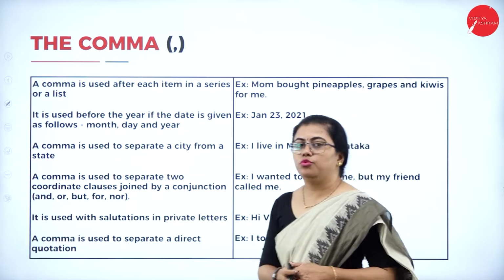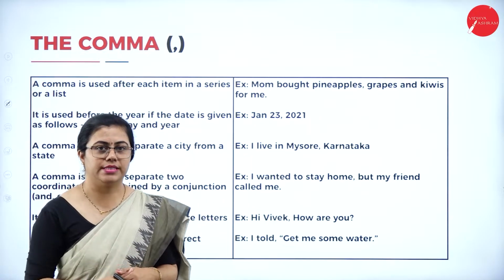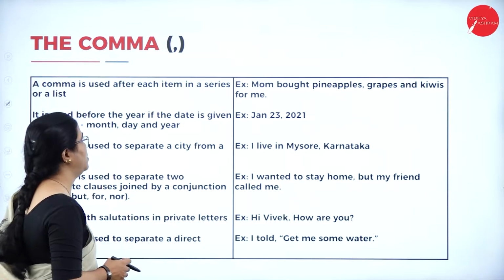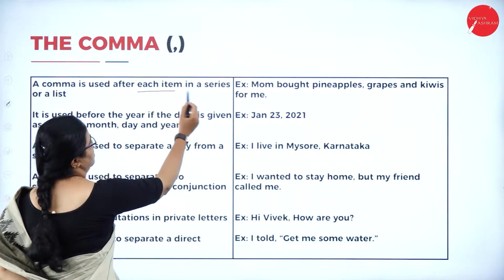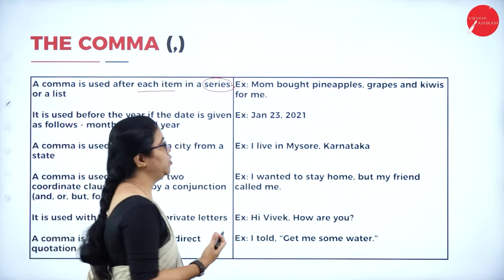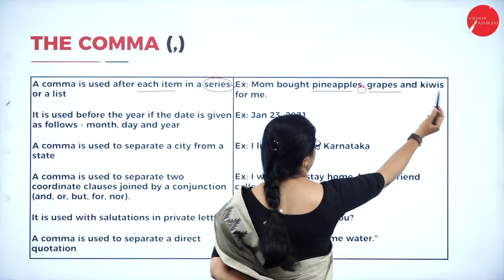Next, we'll move on to the comma. The comma is used in various places, so there are a lot of uses of it. The first thing is that a comma is used after each item in a series. Suppose you are writing about many things, then you use a comma. For example: pineapples, grapes and kiwis.